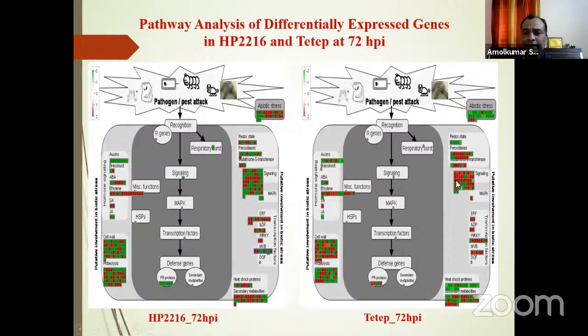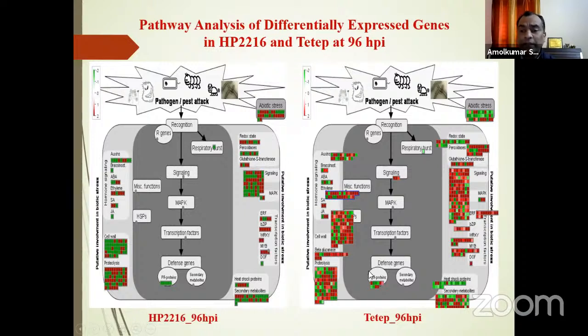Here also signaling related genes are more upregulated in TETEP, and here also cell wall related genes. So it means cell wall related resistance is, I think, major. Cell wall strengthening genes are expressing, and these are providing resistance against panicle blast in this TETEP line. And transcription factor activation is also higher in TETEP.